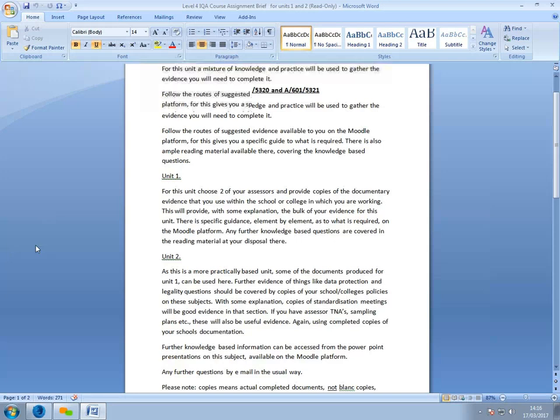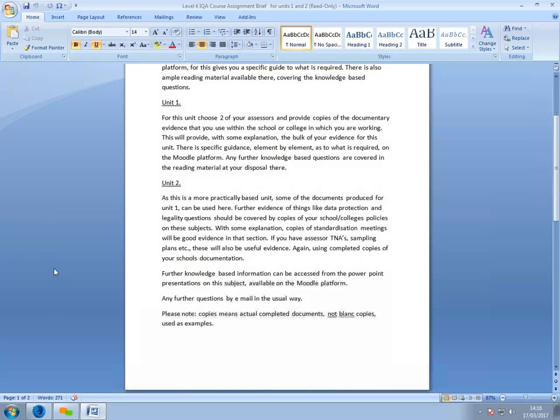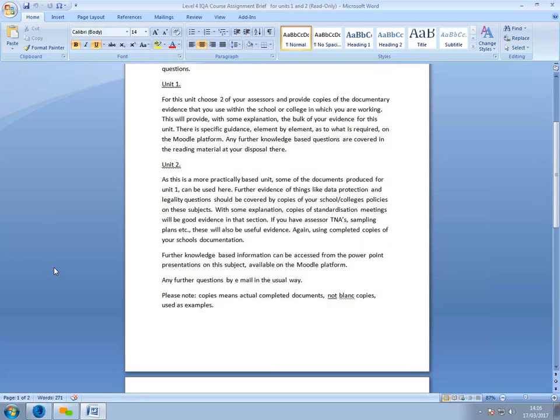Unit 2 is very much a practically based unit, and that is asking you to show where you have brought together this evidence for Unit 1, it will then fit into Unit 2. It should be covered by copies of your school or college's policies on the subject with some explanation. Copies of standardization meetings will be good evidence in this section.